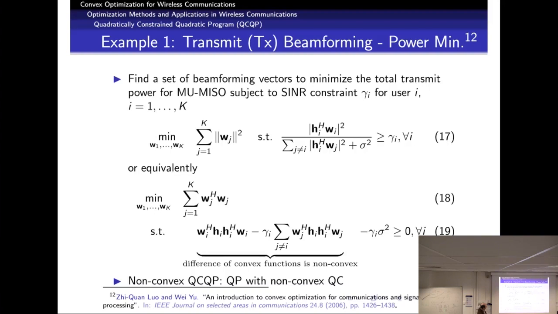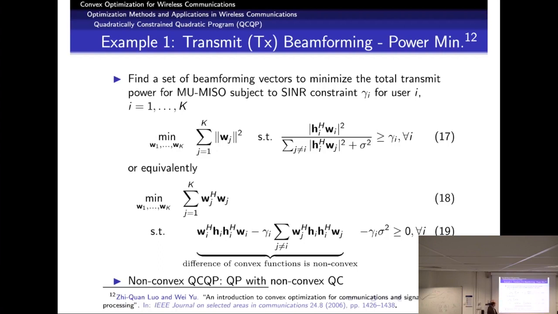And this SINR for user i has to be larger than a certain threshold gamma_i, right? And this holds for all i. So I have K users. Each of the users will have to satisfy an SINR constraint like this, and I want to minimize this power.